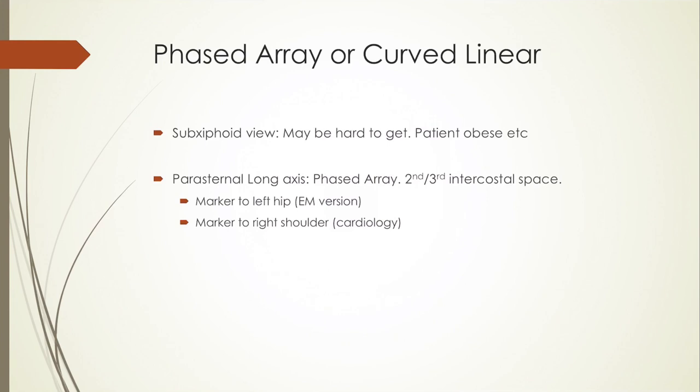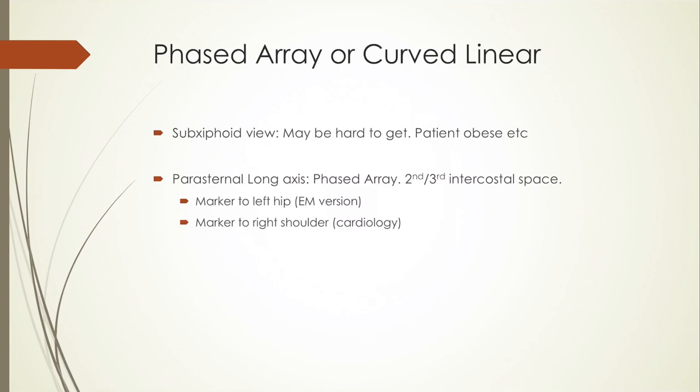So you can use either phased array or curvilinear for this exam. If you're doing subxiphoid, you can use either one. Might be a little harder to get for obese patients, etc. Parasternal long axis though, phased array is definitely better. Smaller footprint, you can get between the ribs easier. With curvilinear, it's a bigger footprint and you'll get a lot of rib shadow. Makes it hard to get a decent image.